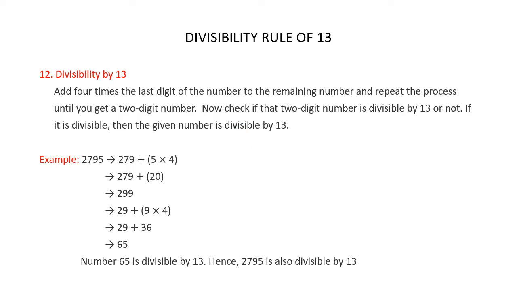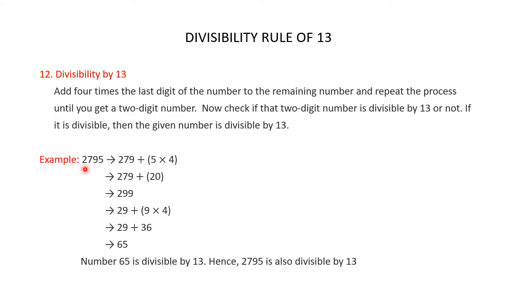This means if you have to find whether a given number is divisible by 13, you have to consider the last digit of the number. Multiply the last digit of the number with 4, and the answer you obtain you have to add to the remaining number. You have to repeat the process until you get a 2-digit number. If this 2-digit number is divisible by 13, then the given number is also divisible by 13. Let's understand this with an example.